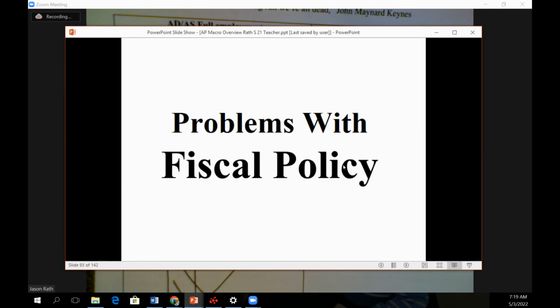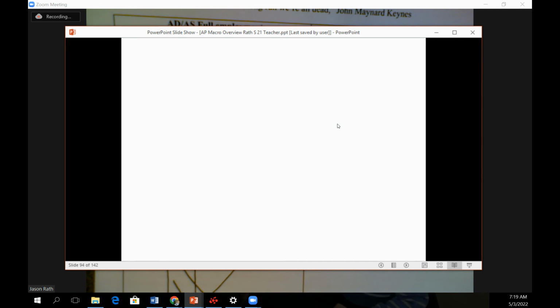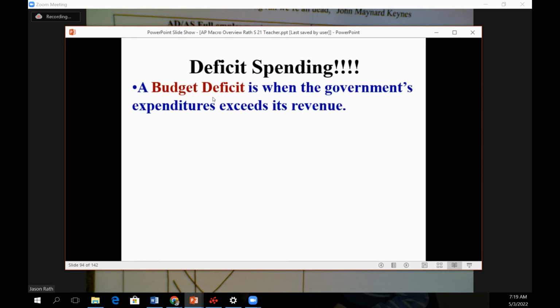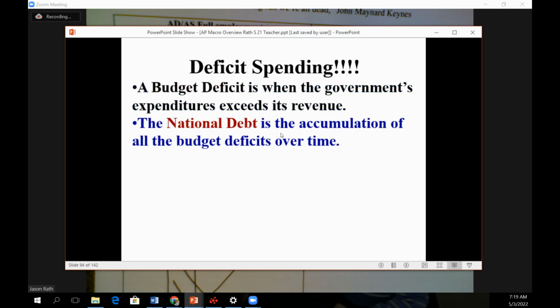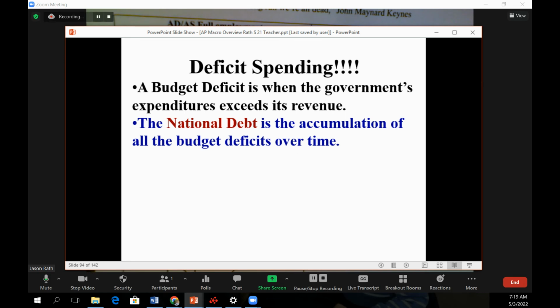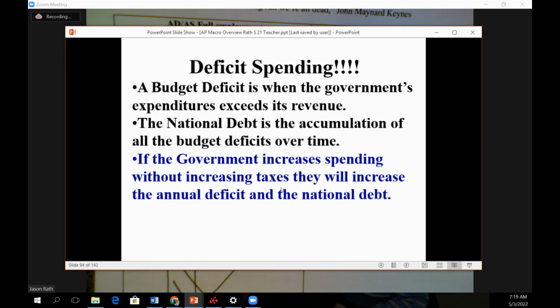All right. Problems with fiscal policy. A budget deficit is when the government's expenditure exceeds its revenue. So you have deficit spending, and the national debt is the accumulation of all budget deficits over time. Now, why is this a problem? Because we spend money we shouldn't be because we're just spending to try to get out of debt. And if the government increases spending without increasing taxes, they will increase the annual deficit and the national debt.